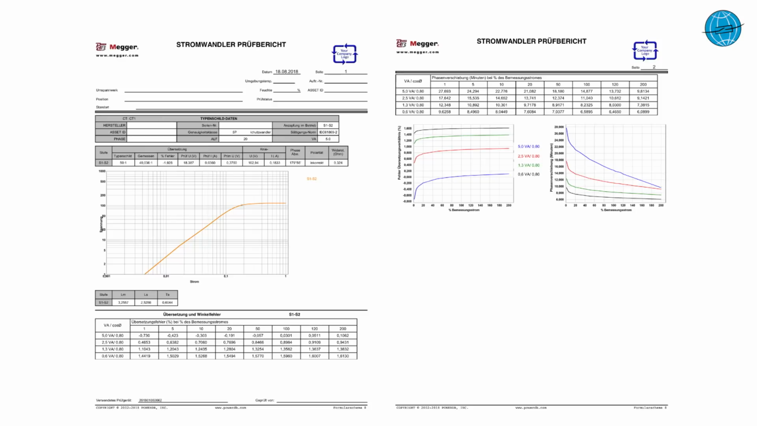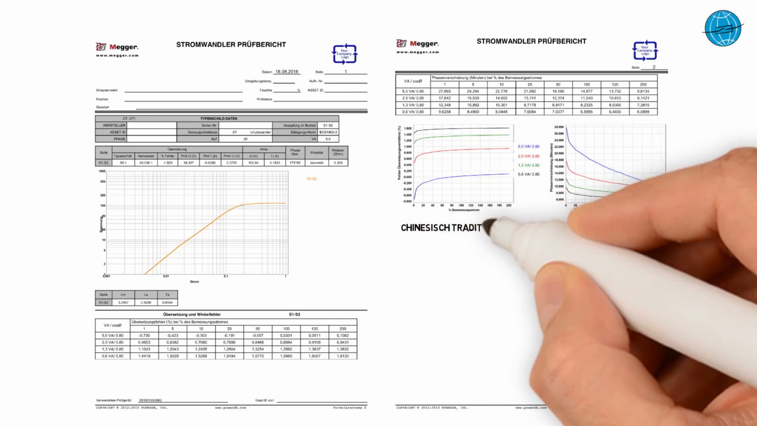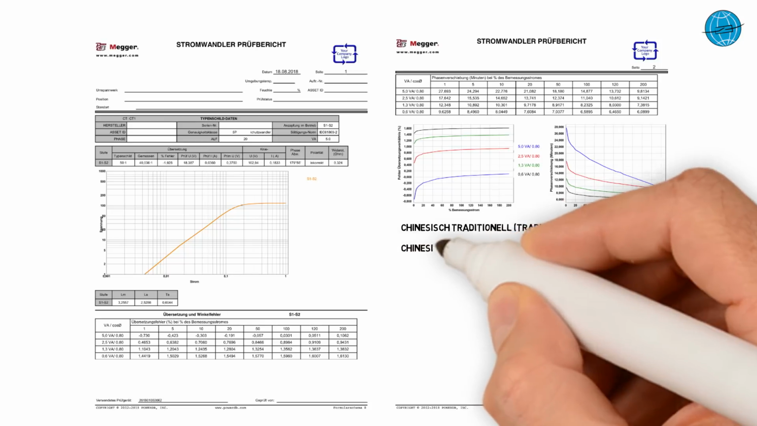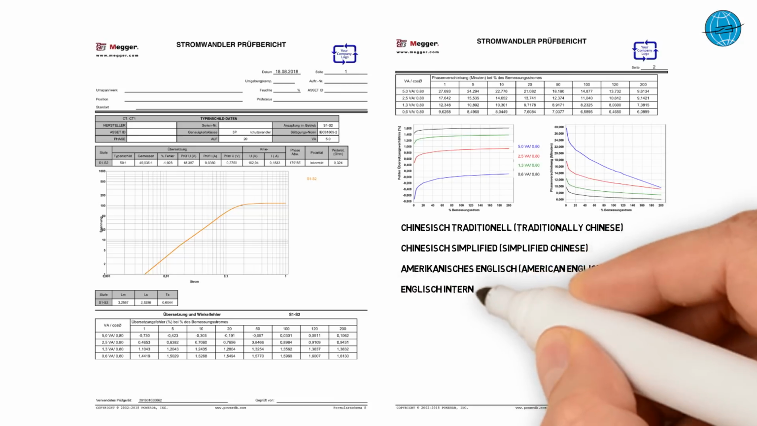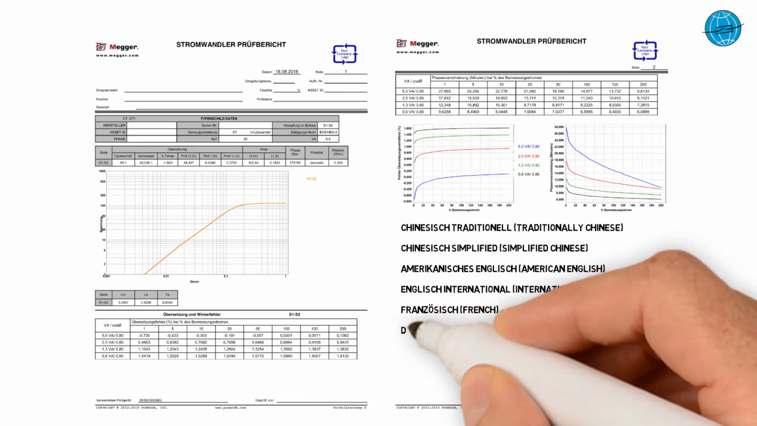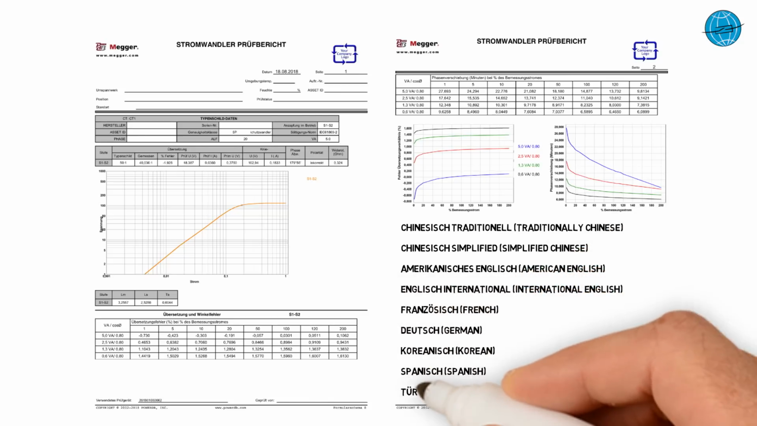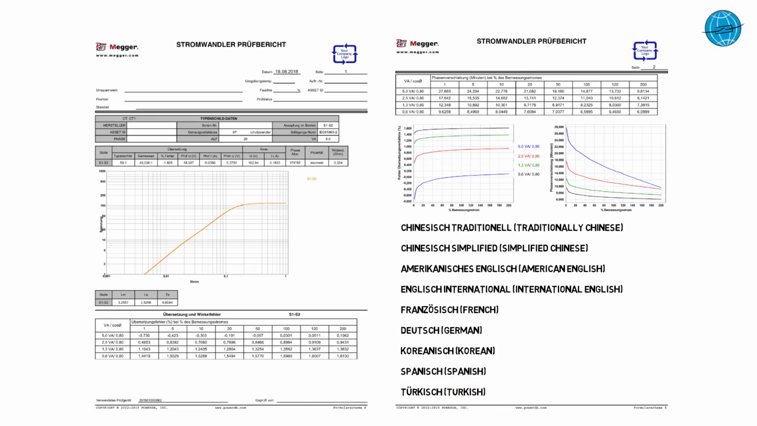Even with the MVCT, it's easy to switch between many languages regardless of the language in which the measurement was taken. The following languages are available: Traditional Chinese, Simplified Chinese, American English, International English, French, German, Korean, Spanish, and Turkish. As an optional accessory, MEGGER offers the Smart Touch View interface.